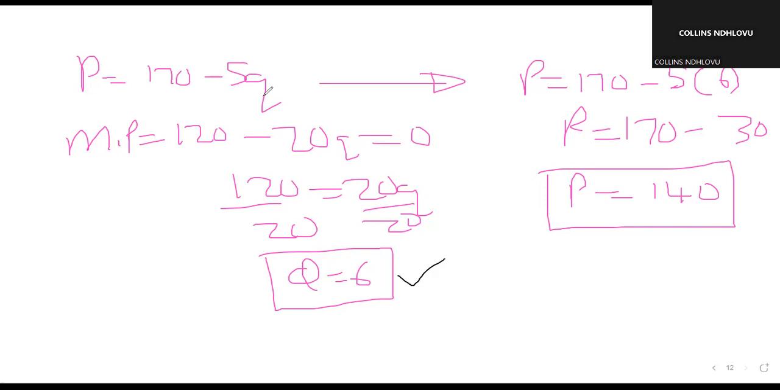So this 6 is what you put in here. So when we find our Q, we put it in here. So we're going to have our P, which is 170 minus 5 times 6, which is 140.